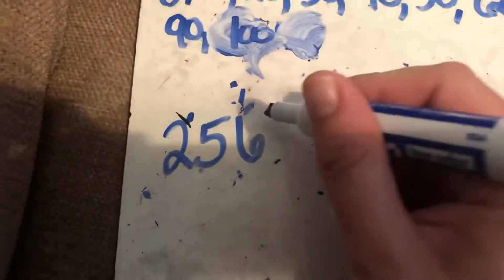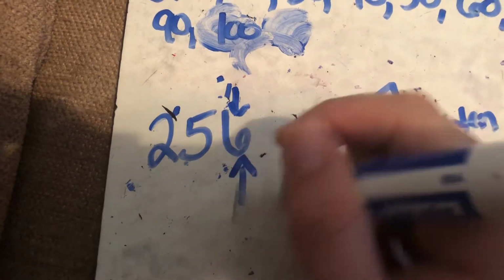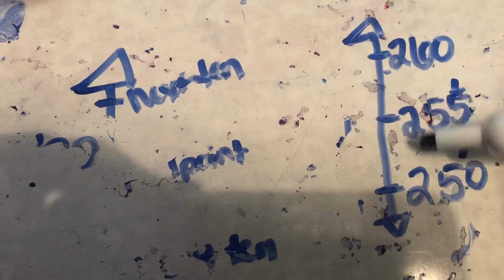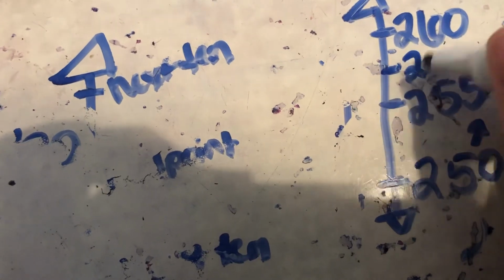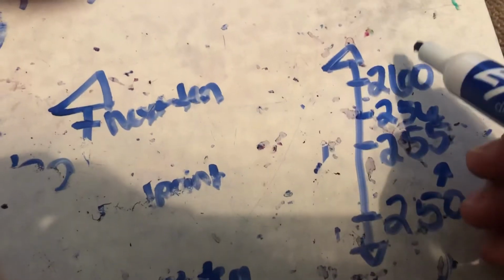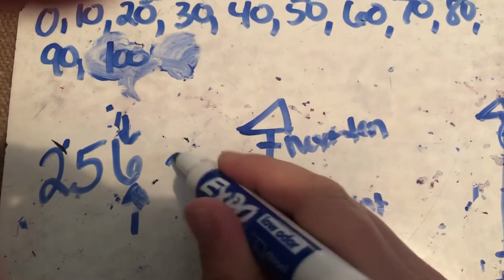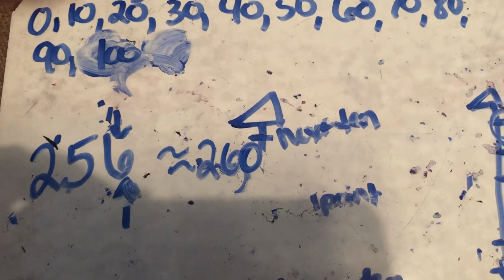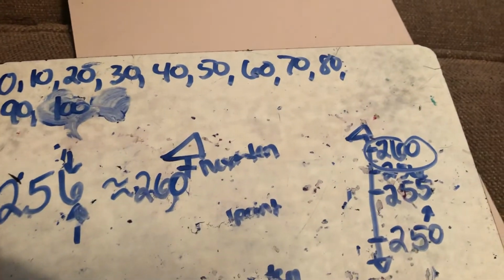Okay, look at your ones. 256 has 6 ones. 255 has 5 ones. So is it more or less than 5 ones? Well, this has 6 ones, so 256 is right here. So what does it round to? About 260.